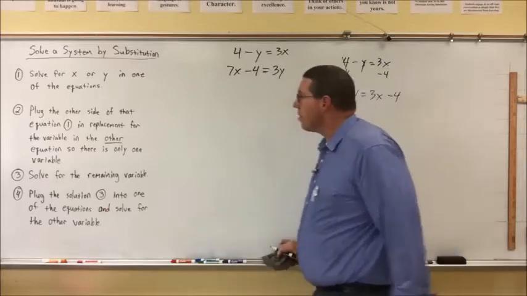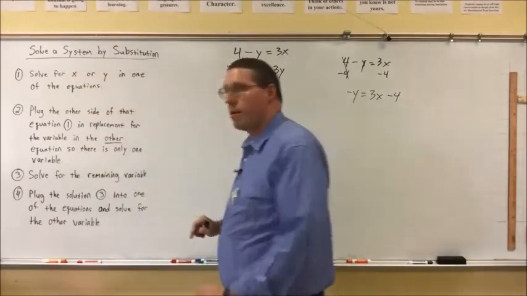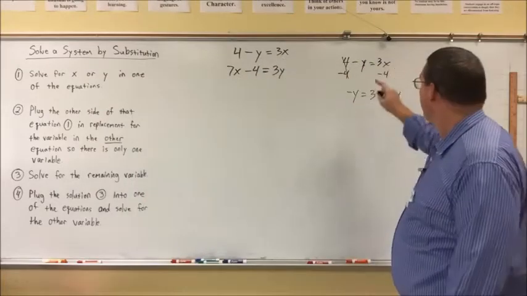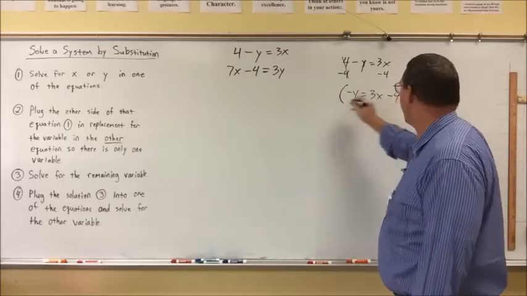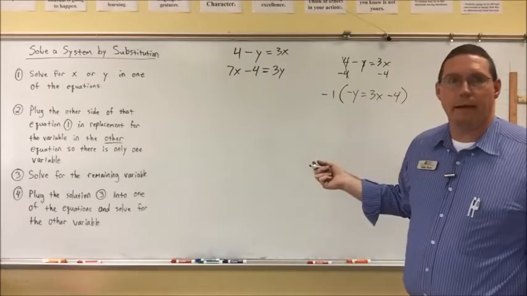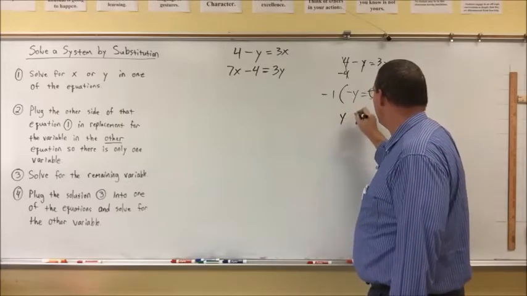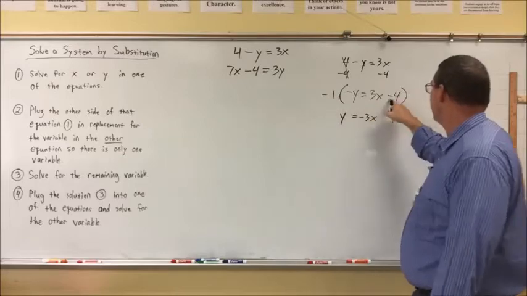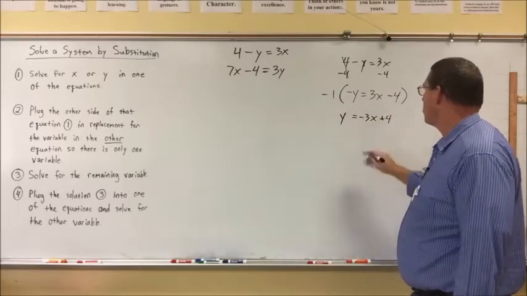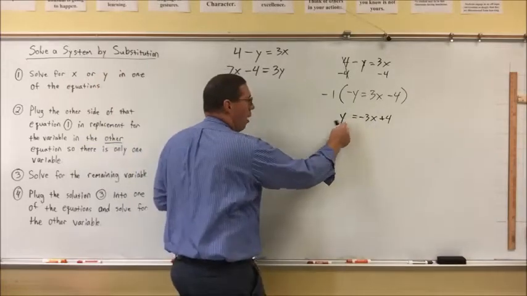Now, this does not say solve for negative x or negative y in one of the equations. It says solve for x or y. Well, this is not y, this is negative y. So I need to multiply by -1 or divide by -1, that's fine too. -1 times negative y is y, equals -1 times 3x is negative 3x, and -1 times -4 is positive 4. So I have successfully completed step 1. I have solved for y.